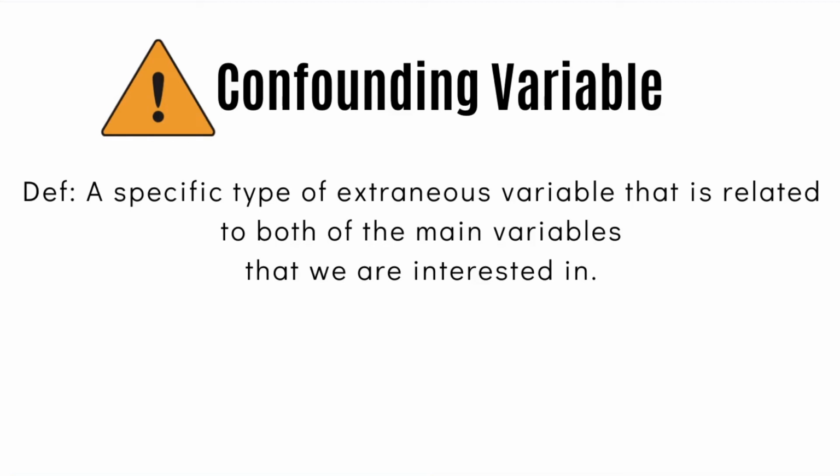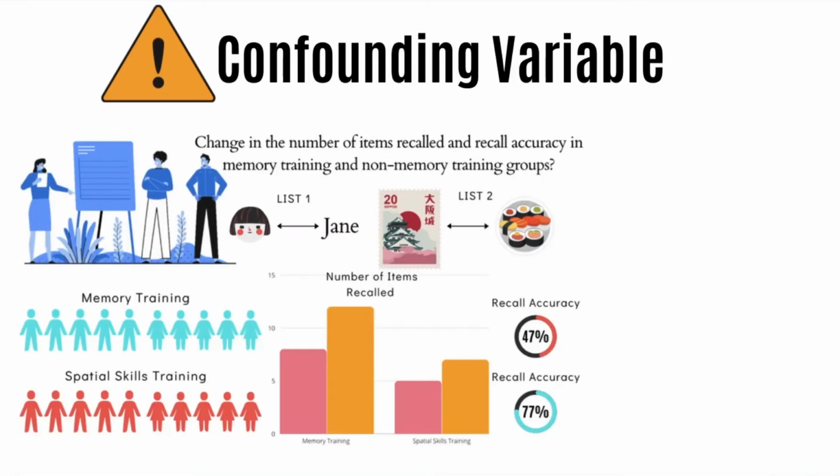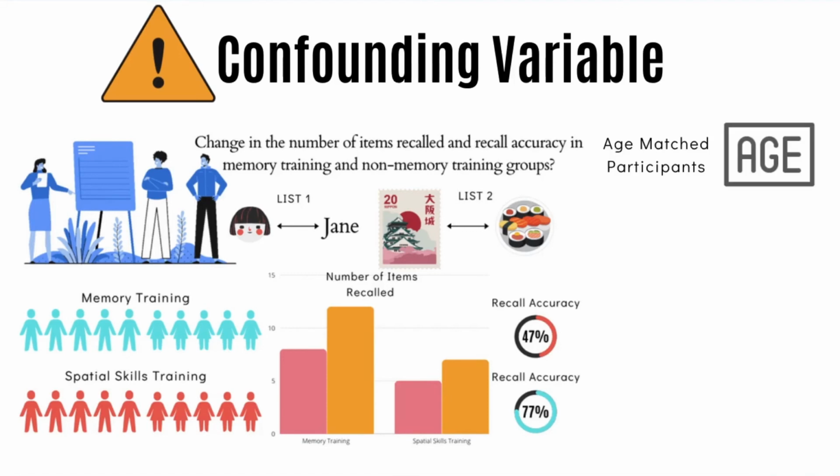Let's look at the possible confounding variables that could have affected the recall accuracy and the number of items recalled in our memory training study example. A common confound could be age. If the two training groups are not age matched, then any difference in recall performance could not be attributed to the type of training session, because significant age differences can introduce differences in cognitive competencies, which then lead to differences in performance that are absolutely independent of the training session, or the independent variable of interest.